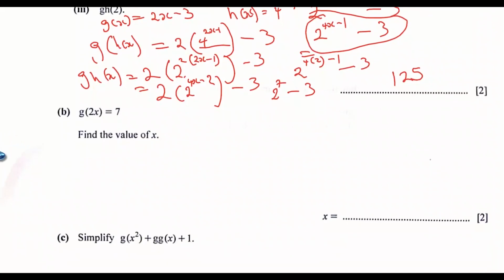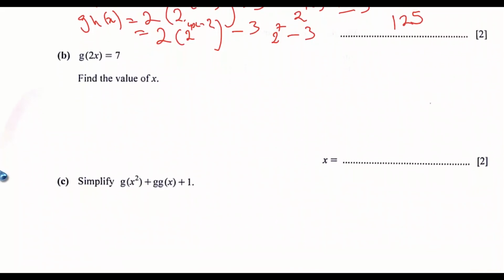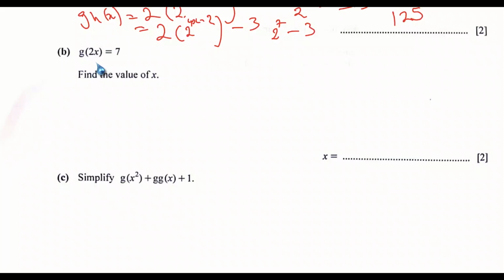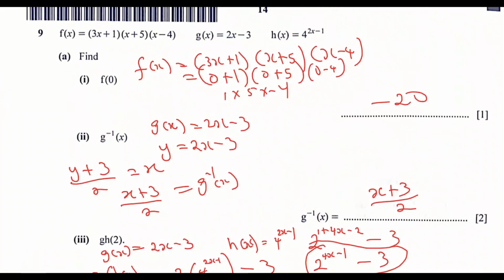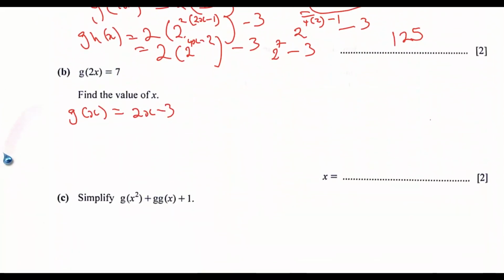So let's go to part B. g of 2x equals 7, find the value of x. So we already know that g of x is equal to 2x minus 3. Let's check that again. 2x minus 3, yes, so that's correct.